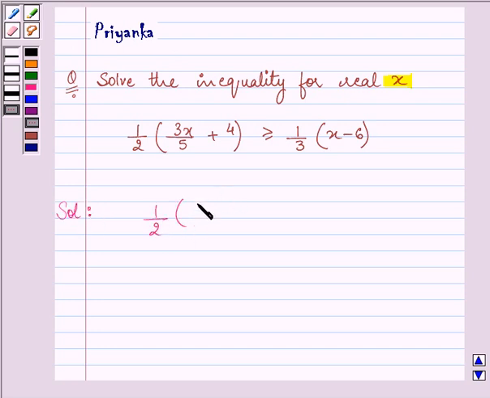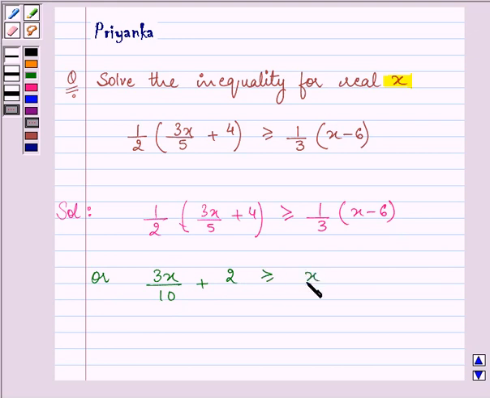The inequality given to us is 1 by 2 times (3x divided by 5 plus 4) is greater than or equal to 1 by 3 times (x minus 6). Now here, first of all, on removing the brackets, we have 3x divided by 10 plus 2 is greater than or equal to x by 3 minus 2.